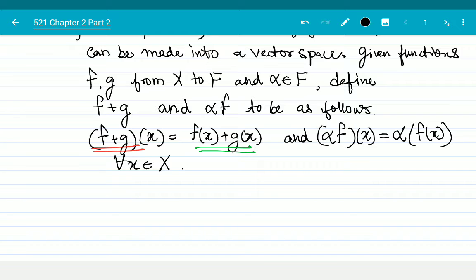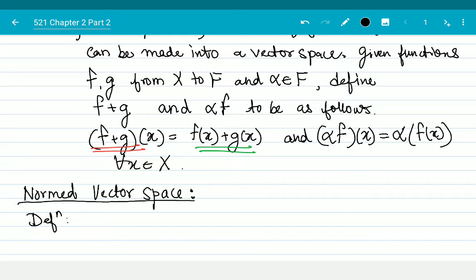Okay, so this is what a vector space is. Now, what is a normed vector space? Definition. Let V be a real vector space.